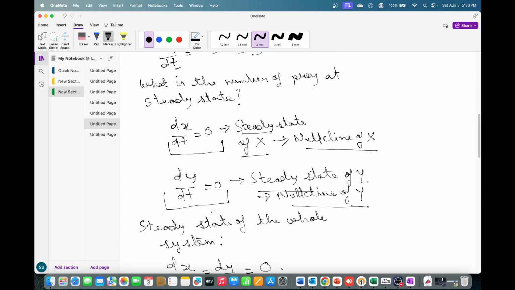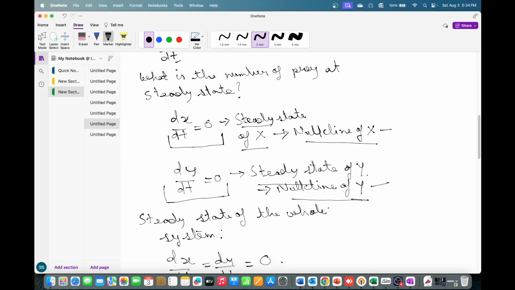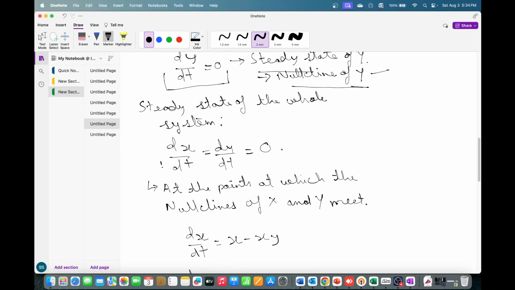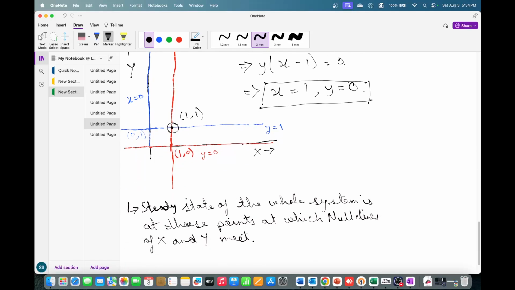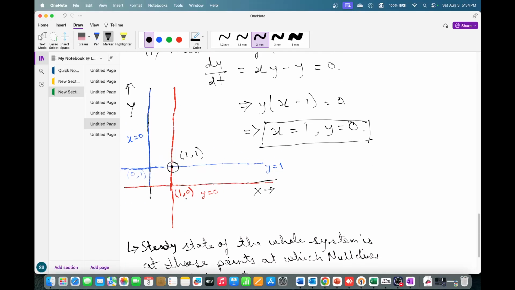You find the null line of one variable and you find the null line of the other variable. Where these two null lines meet, both dx dt and dy dt are 0. That is the point of stability of the system. That is the steady state of the system. Okay.